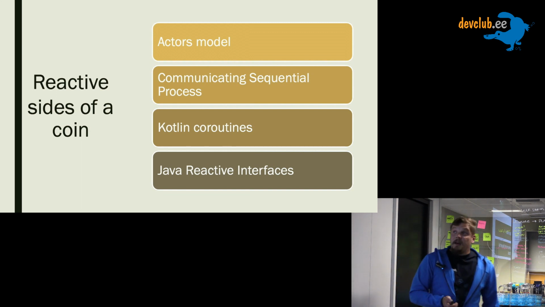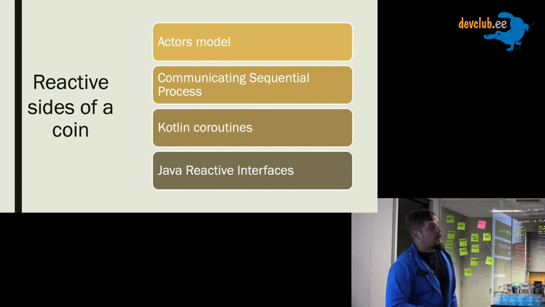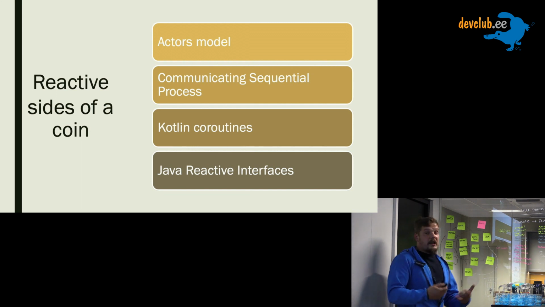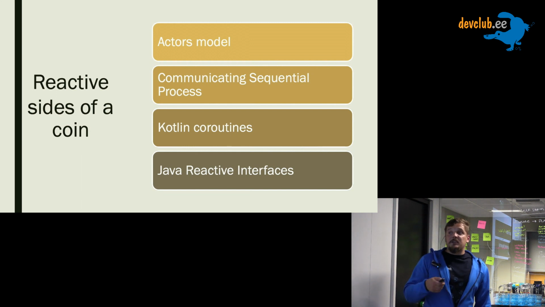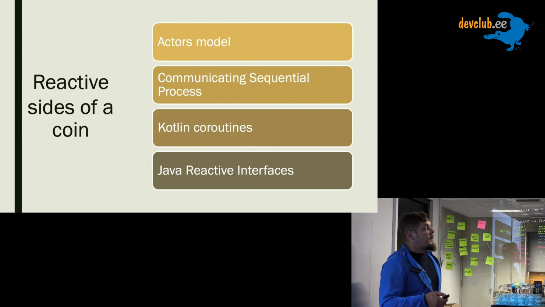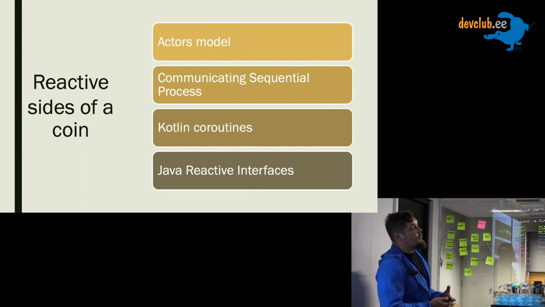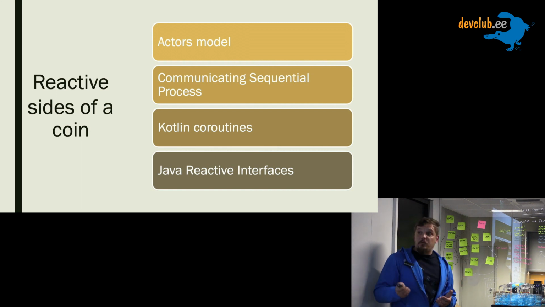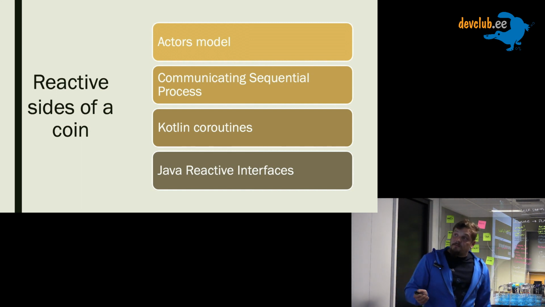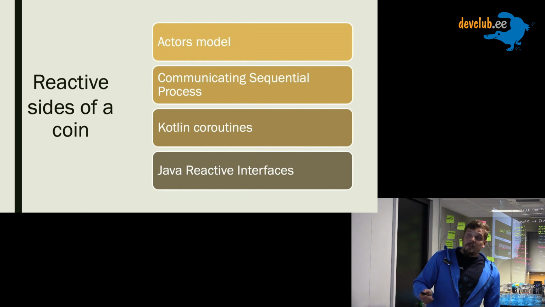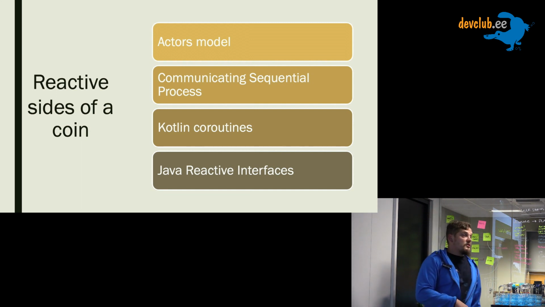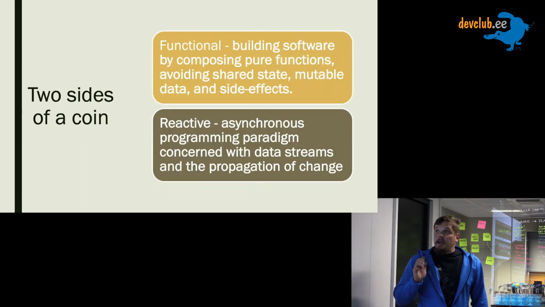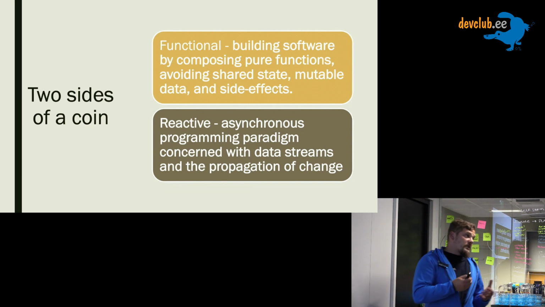And the reactive approach, or working on green threads, has several implementations. There is the actor model, which is quite old and was introduced by Erlang, so Elixir, Scala, Akka. There is communicating sequential processes, where communication channels are first-class citizens, and we can meet this model in Go. Kotlin coroutines work the same way, and there are Java reactive interfaces, which were standardized in Java 9 and also have different implementations.